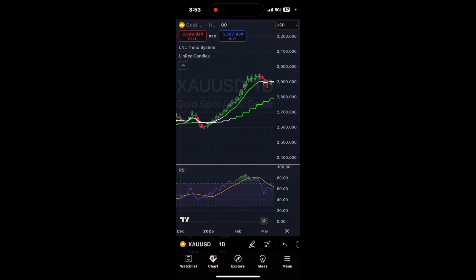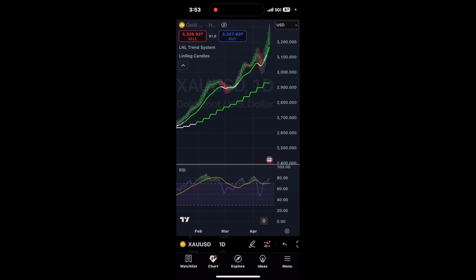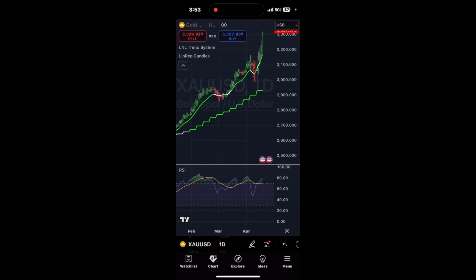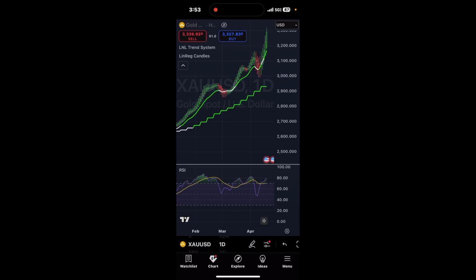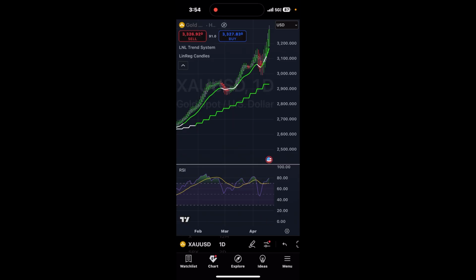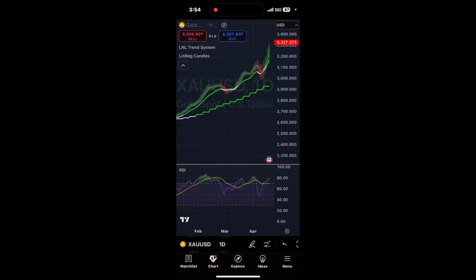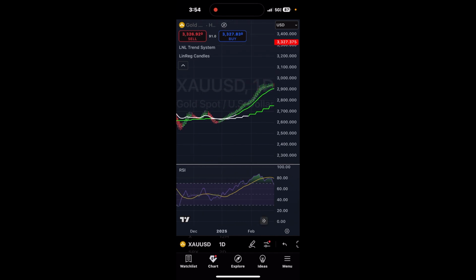And right here would have been your entry point when it first crossed. So that's basically what you do. You do the same thing for the opposite. So if you're on a longer time frame and the LNL trend system is crossing down, the direction you want to focus on is down. So in that scenario, you'd be looking at your RSI for all the moments when it's crossing down.